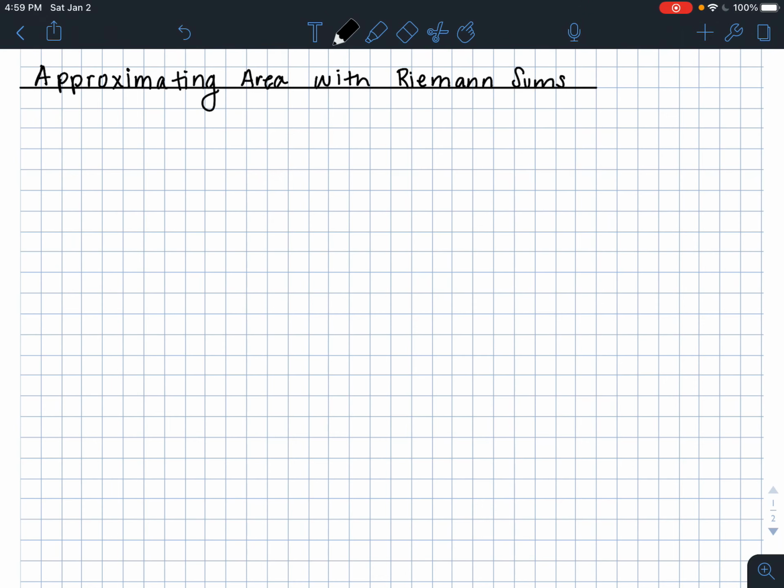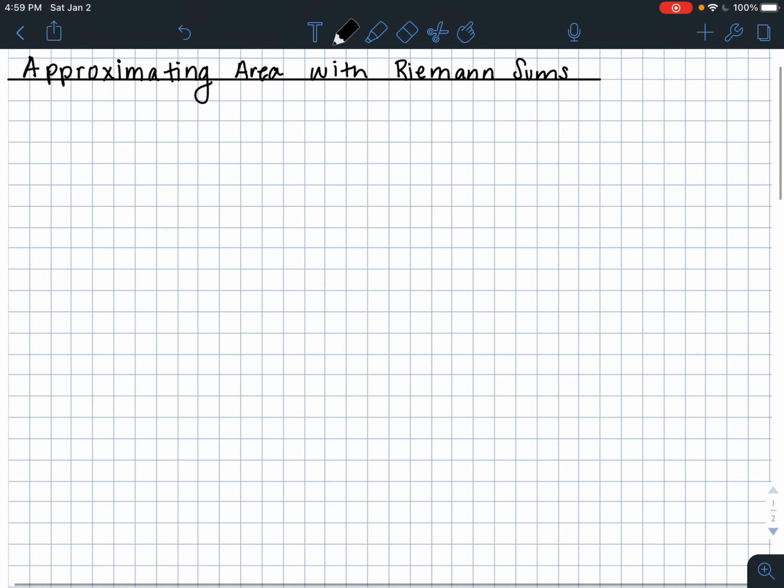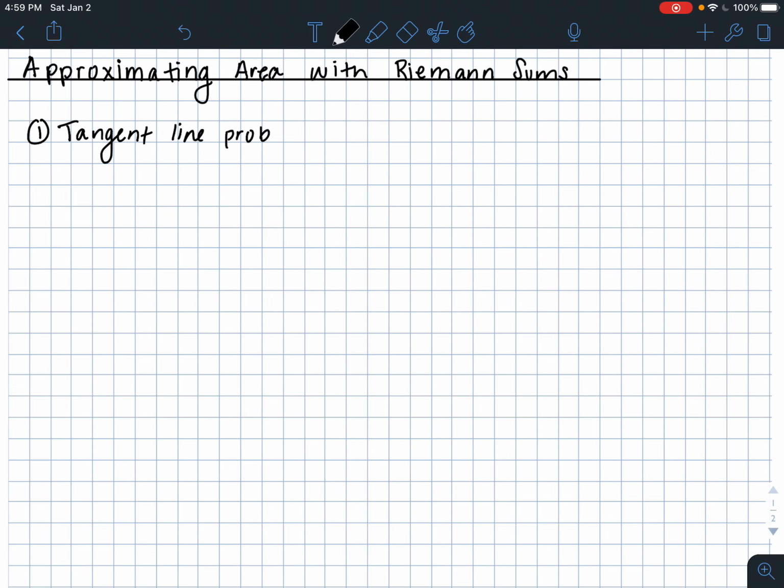So there are two main problems that calculus stems from. The first main problem that calculus stems from is the tangent line problem. Right, and we know that the tangent line is stemming from the derivatives, right? So you're really asking, how do quantities change at an instant? How does something change, right, that instantaneous rate of change, the derivative?